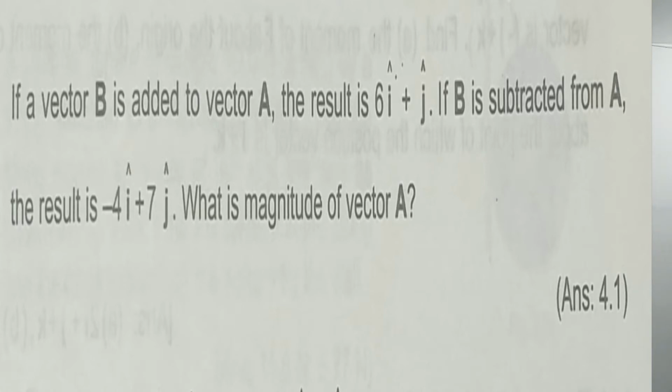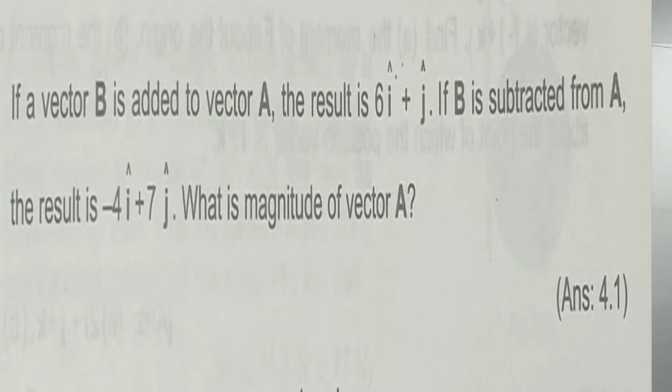You can watch this one. If a vector B is added to vector A, the result is 6i plus j. If vector B is subtracted from A, the result is minus 4i plus 7j. What is the magnitude of vector A? Okay, let's solve this problem on the board.